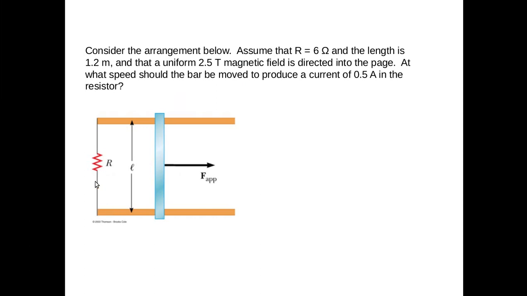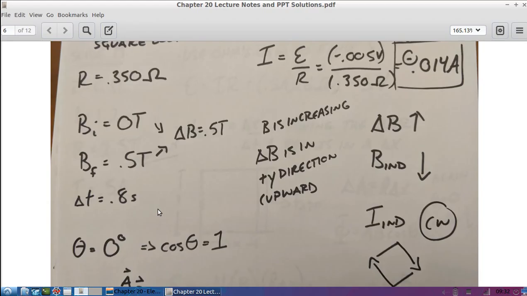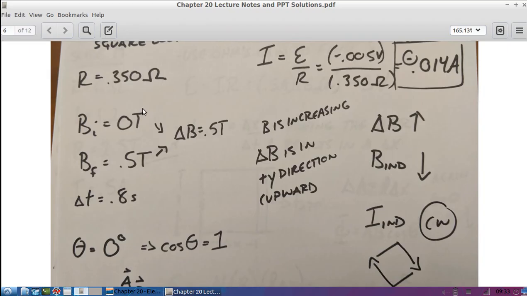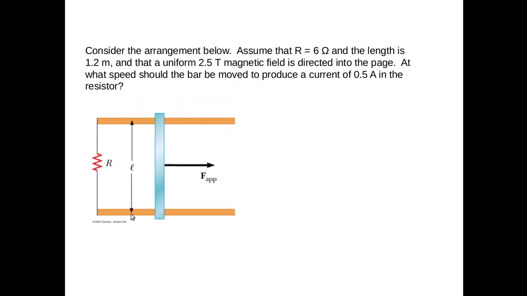The resistance of this loop is 6 ohms. Again, we're given the resistance, that's good. This length L, the length of this bar, is 1.2 meters. And there's a uniform magnetic field of 2.5 Tesla directed into the page. So this is very similar to this diagram right here. It's a constant magnetic field into the page. We've got a rectangular loop, so we've got an L, and then we've got these dimensions down here, which I don't see what they are yet.